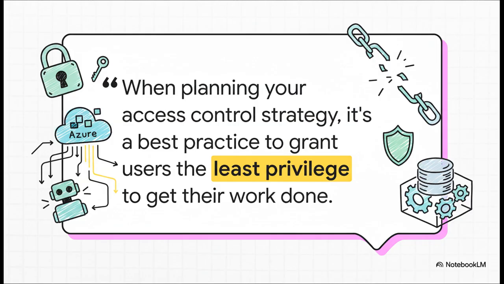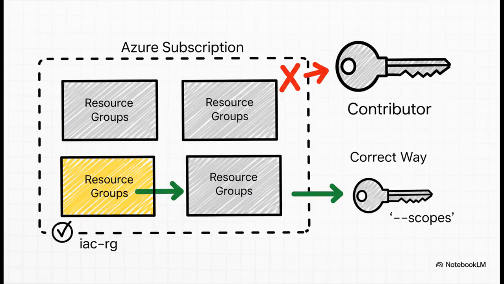It's a simple idea, but it dramatically minimizes the damage if credentials ever get compromised. And here is that exact principle in action. Check out this command. We're creating a service principal, sure, but look really closely at that -scopes flag at the end. We are not giving it permissions across our entire Azure subscription. No way. We're scoping it down to one single resource group. That is least privilege, perfectly executed.